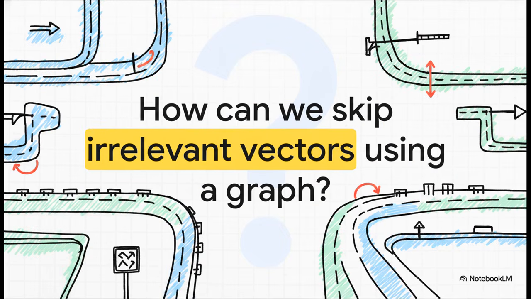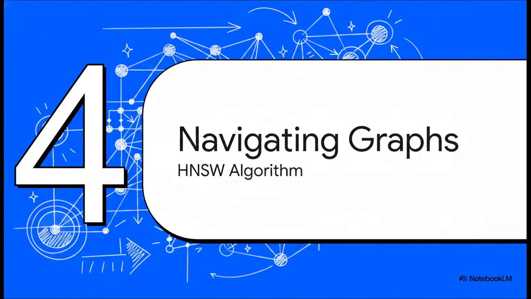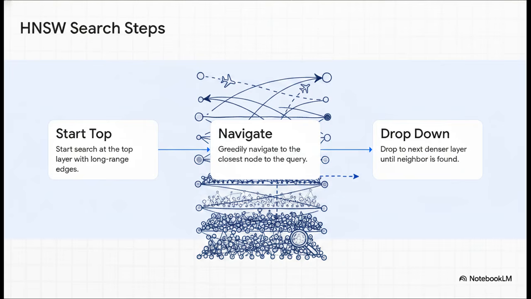The first major way is by structuring our data kind of like a highway system. But how exactly can a graph help us skip millions of irrelevant vectors? Section 4. Navigating Graphs with HNSW. Let's drop down into our fourth layer. Hierarchical Navigable Small World, or HNSW, is currently the industry standard algorithm for achieving state-of-the-art search speeds and incredible recall. Think of HNSW sort of like a probability skip list.